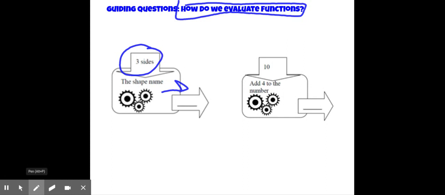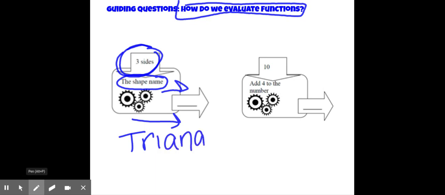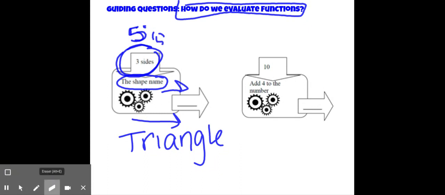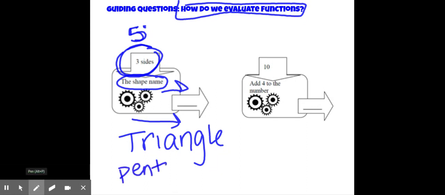So, for this particular machine, if I take a three-sided object and put it into the machine and I want its shape name, what am I going to get out? The function would say triangle, because a shape with three sides is called a triangle. What if I were to say, okay, what about a five-sided object? Well, if I put something with five sides in and I ask for the shape name, we would come out and say a pentagon. Okay?